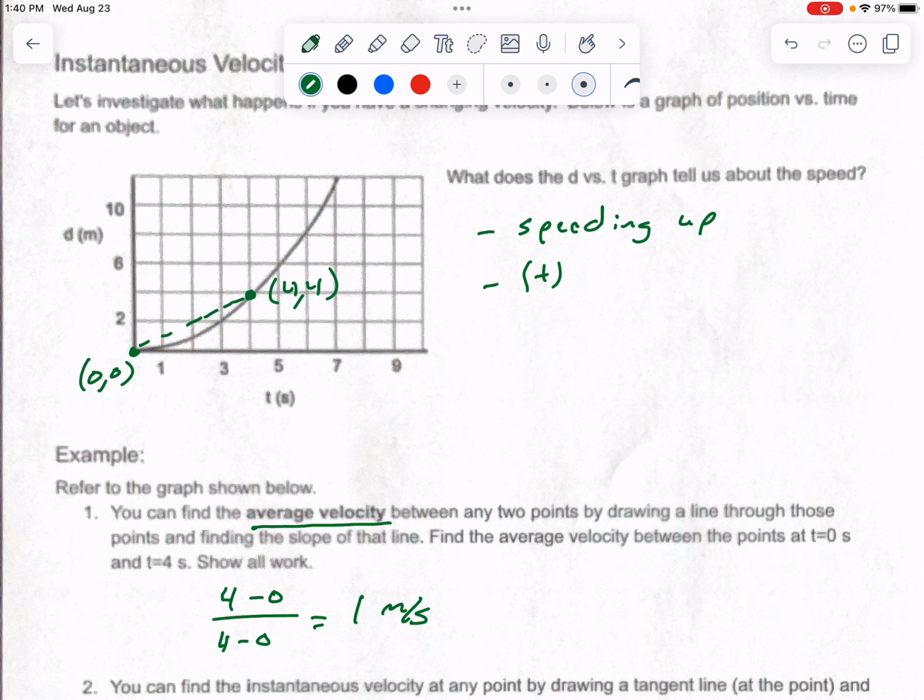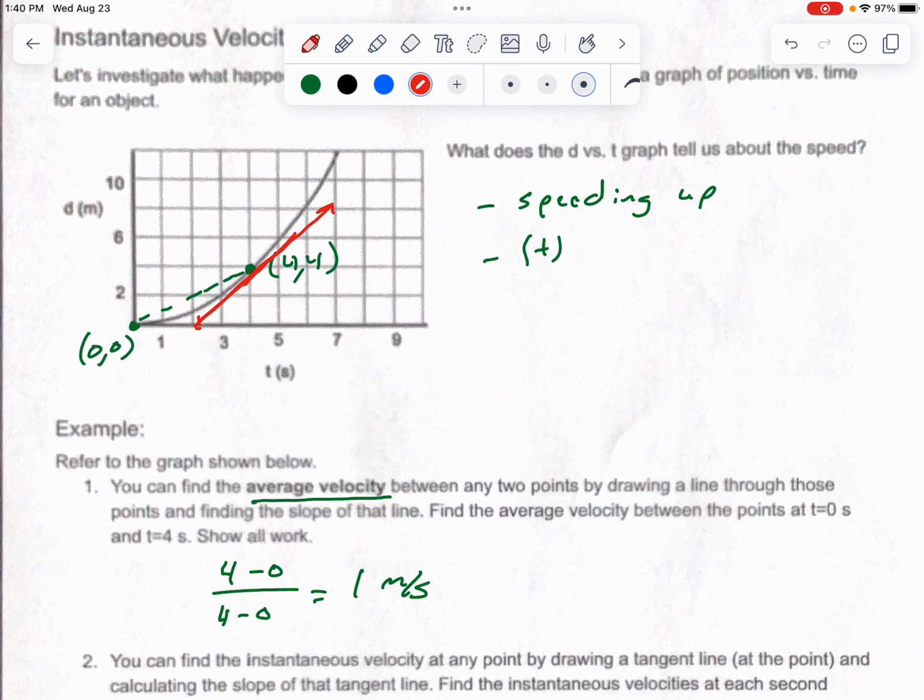If I wanted to find instantaneous velocity at 4 seconds, I would have to draw a line that bumps up next to it. Like this, I would have to draw a tangent line and find the slope of that line. It wouldn't do me any good for what is the velocity at 1 second or 2 seconds. It would just tell me the velocity at that time only. Okay, so that is the difference between average and instantaneous.